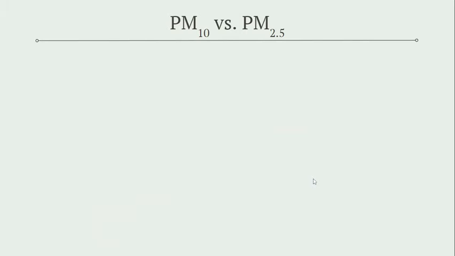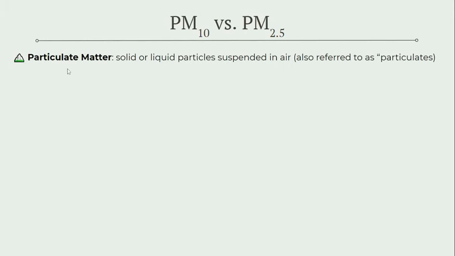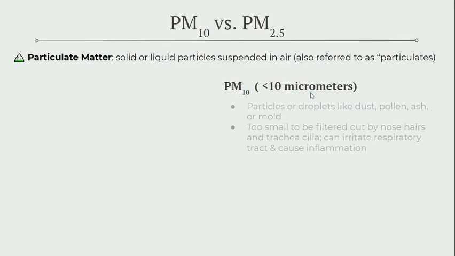So here, particulate matter, you're going to need to distinguish between these two, PM10 versus PM2.5. As you read through, make sure and feel free to pause this at any time, by the way, and go back if you need. But particulate matter is solid or liquid particles, it can be liquid as well, suspended in air, also referred to as particulates. PM10 is less than 10 micrometers. These are particles like dust, pollen, ash, or mold, and these are too small to be filtered out by nose hairs or tracheal cilia. They can irritate the respiratory tract and cause inflammation.